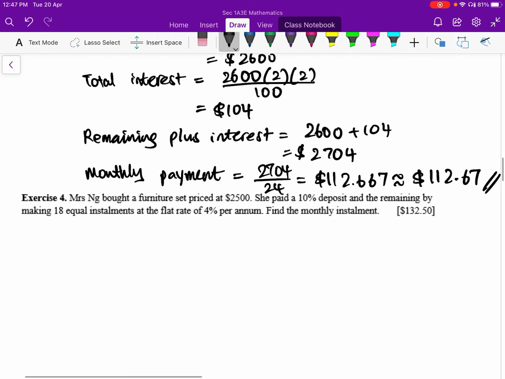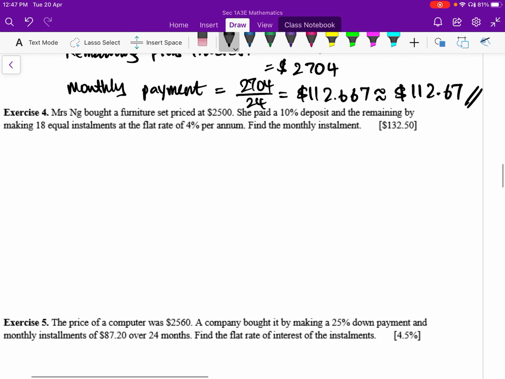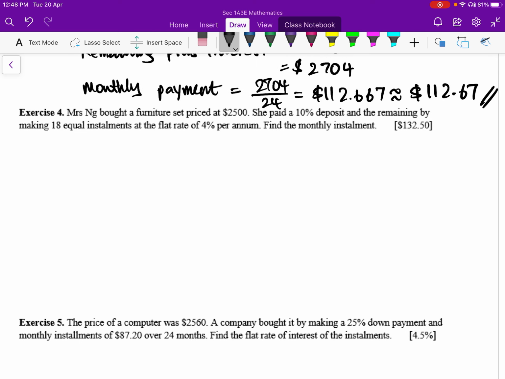Okay, next question. Furniture bought, set price. The price is 2,500. She paid a 10% deposit, so she still owes 90%, which is paid by 18 equal installments, 4% per annum. Wow, very expensive. So find the monthly installment.